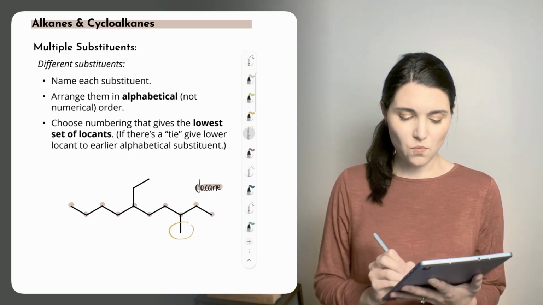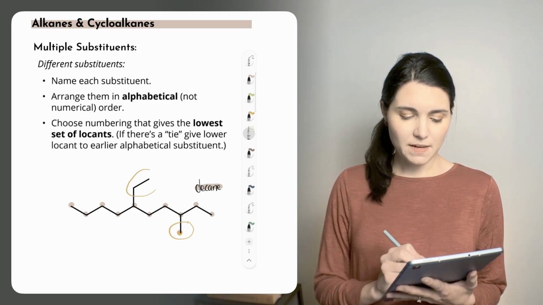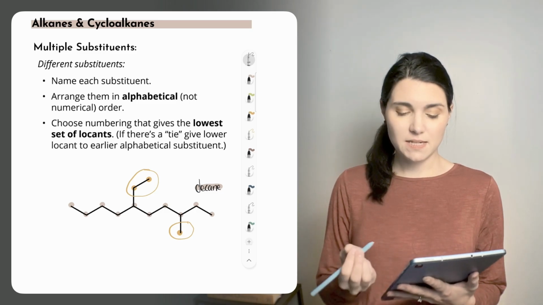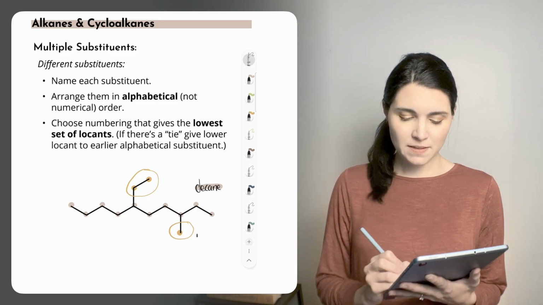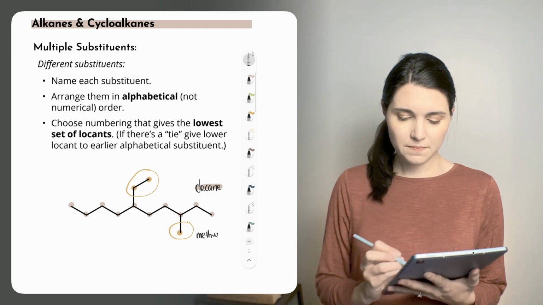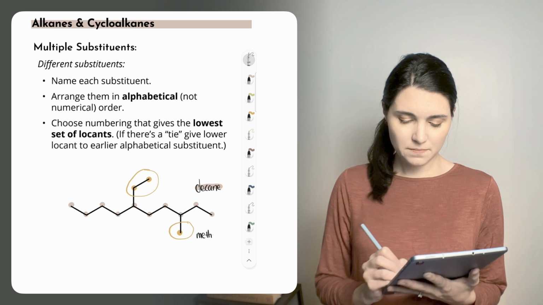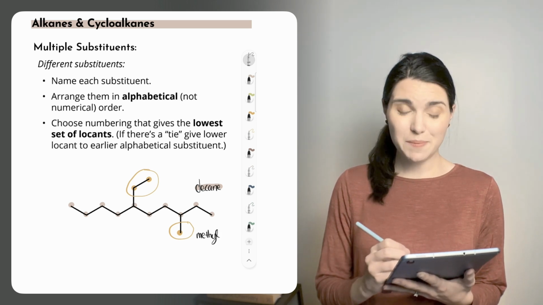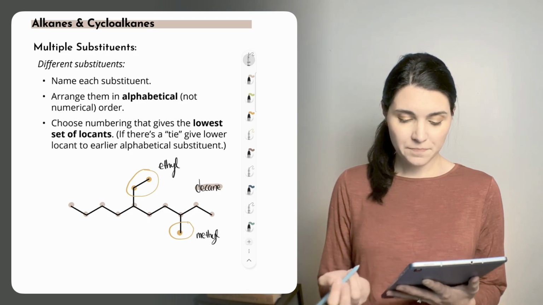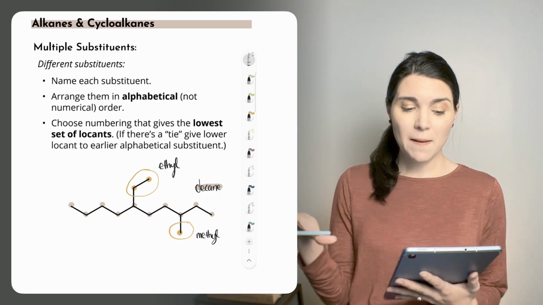And let's find the substituents that are on our decane. So here we have a 1 carbon substituent. And here we have a 2 carbon substituent. So first we'll just name those. So 1 carbon is methyl. And 2 carbons is ethyl. So we have a methyl and an ethyl substituent on our decane parent chain.